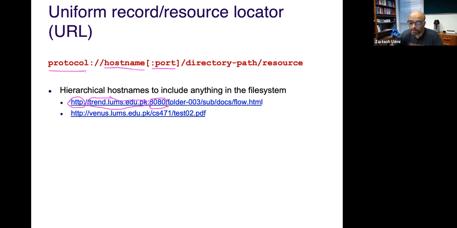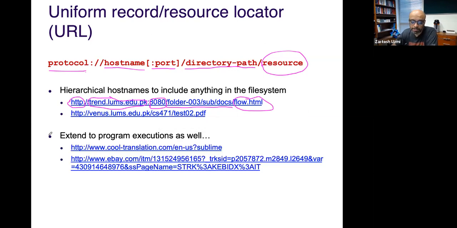Then you have this directory path, and this directory path, by the way, is not on your local machine. This directory path is on the server machine. So you are contacting this server with this host name, and you are specifying this directory path, which is folder 003/sub/docs. Okay. And then finally you have a resource, and that resource is your flow.html, which is the base HTML file. Now this HTML file may contain embedded objects, and your browser behind the scene will send the request for each of those objects. And similarly, we have another example down here.